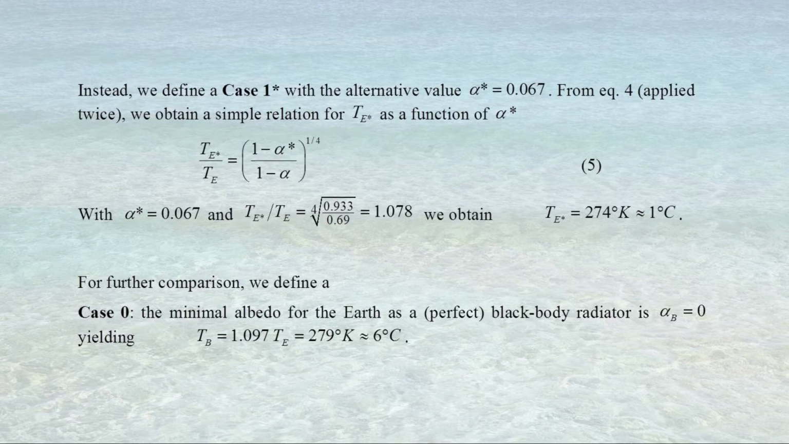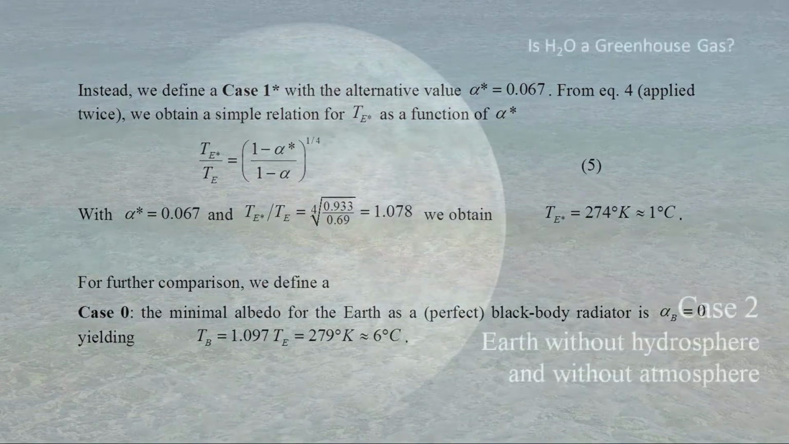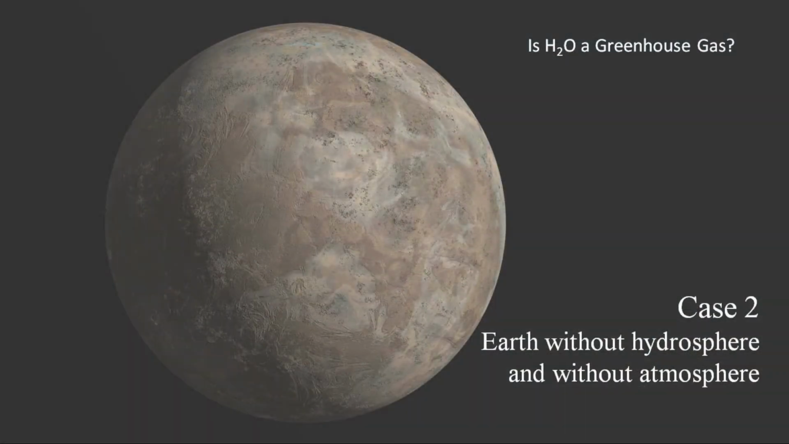For further comparison, we define a case 0. The minimal albedo for the Earth as a perfect blackbody radiator is alpha blackbody equals 0, yielding a temperature of 279 degrees Kelvin, or about 6 degrees Celsius. Case 2. Earth without hydrosphere and without atmosphere.